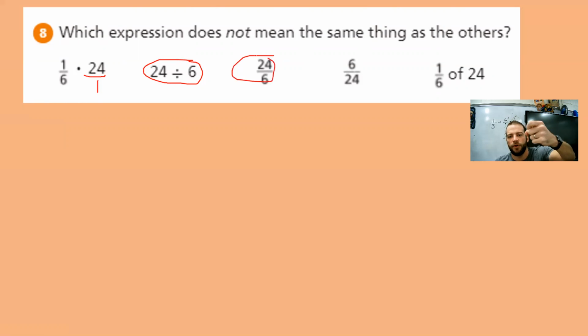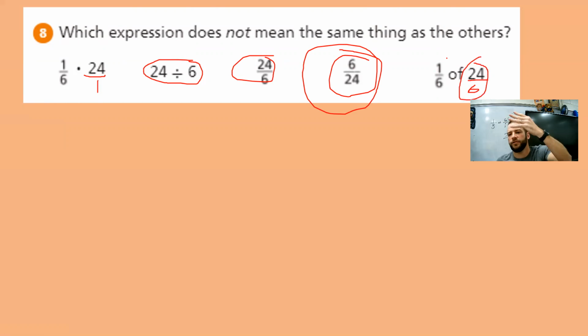That means this is 4, 6, 12, 18, 24. That means this is nowhere near 4. And then 1/6 of 24, when you multiply across, you get 24/6, which once again, your answer is 4. So all of them are equal to 4 except for this one.